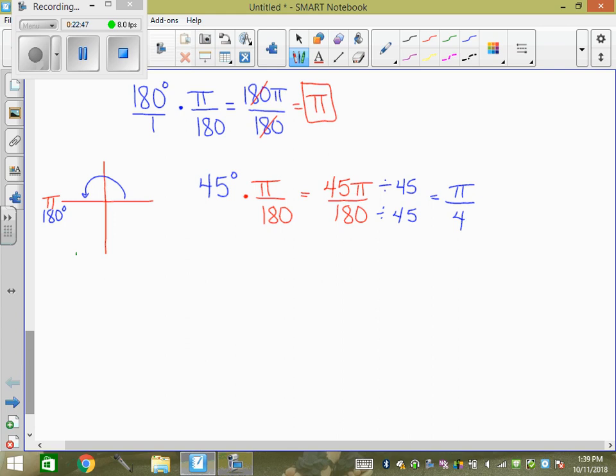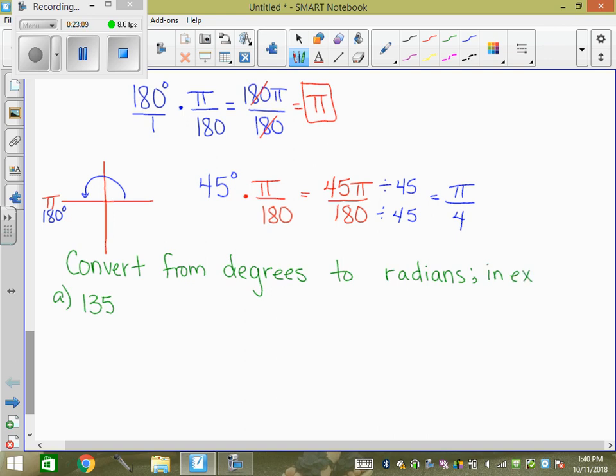Convert these from degrees to radians. Sorry, and I'm going to put in exact values. So we need to have a little heart-to-heart. Exact values. Massive heart-to-heart here.